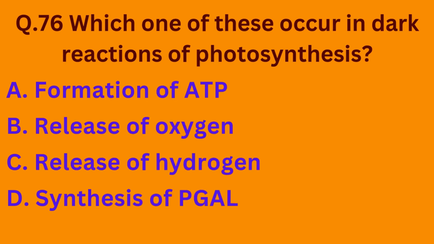Coming to next question. Which one of these occur in dark reactions of photosynthesis? Option A, formation of ATP. Option B, release of oxygen. Option C, release of hydrogen. And option D, synthesis of PGAL. So the correct option is option D.